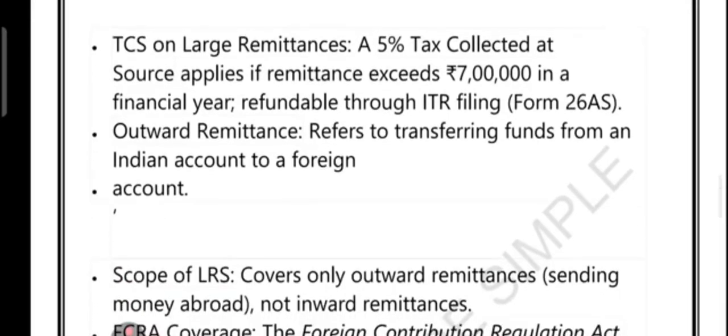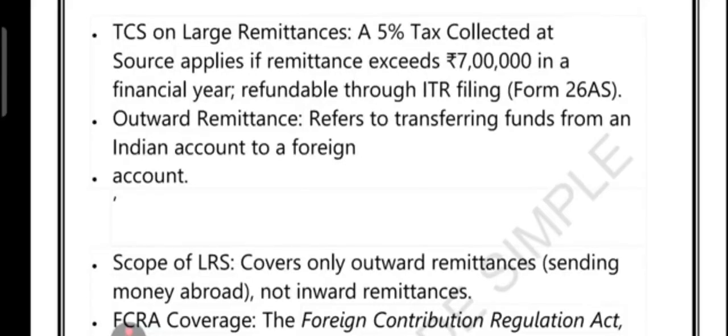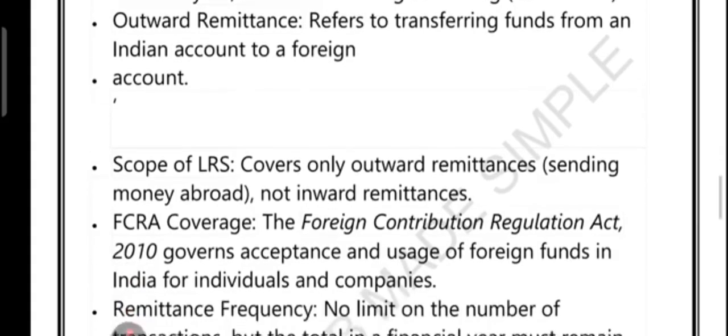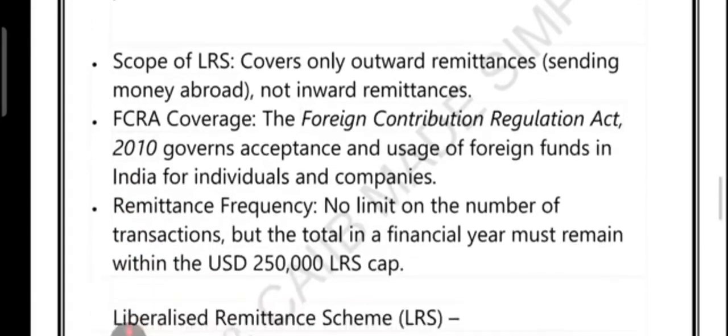LRS is for sending money out of India, not bringing it in. Inward remittance follows FCRA rules for individuals and companies receiving foreign funds. There is no limit on how many times you can send money, but the total in the year should not exceed $2.5 lakh.